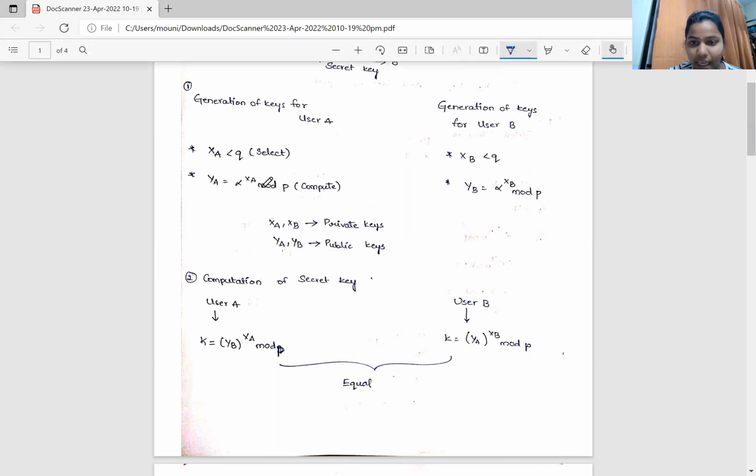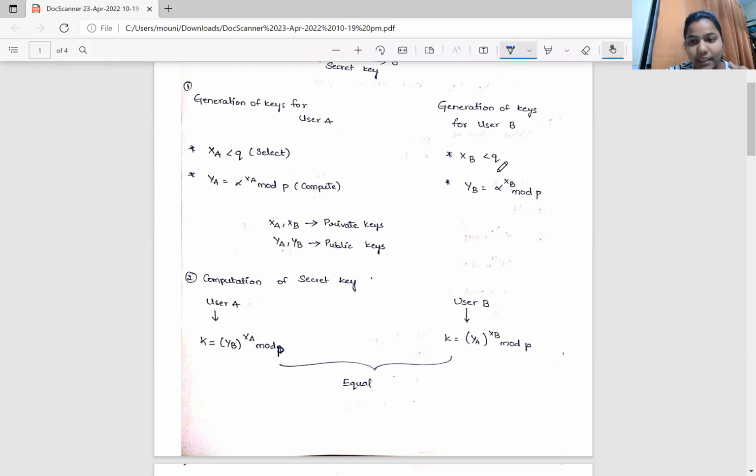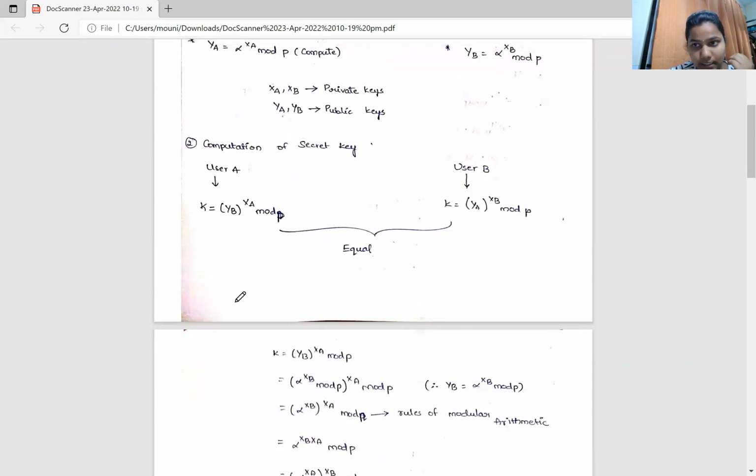We are going to compute YA and YB by using the formula alpha power XA mod P, which is nothing but using the primitive root to the power of the private key, mod the prime number. In this way, we calculate our public keys with the help of the private keys. Here we can see that XA, XB are the private keys, and YA, YB are the public keys.